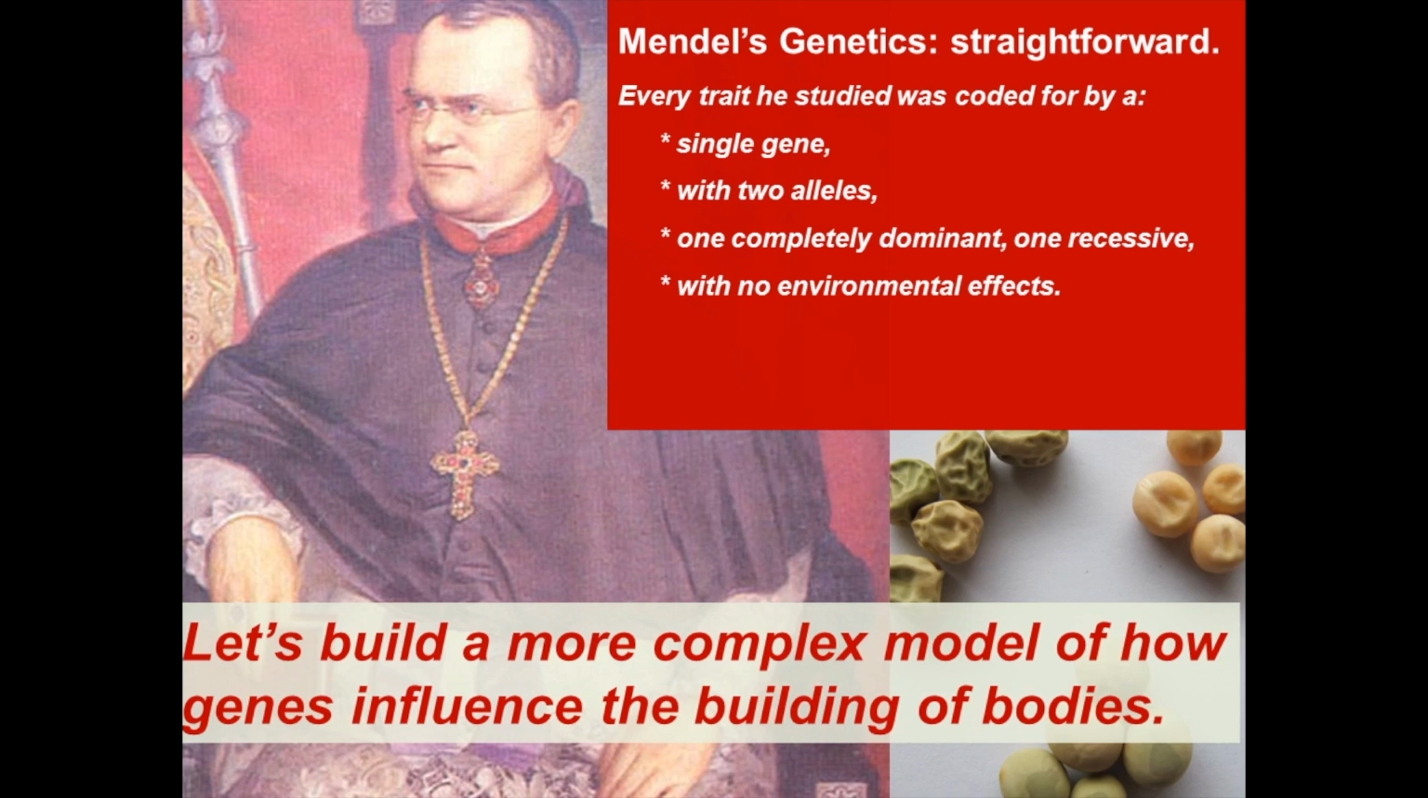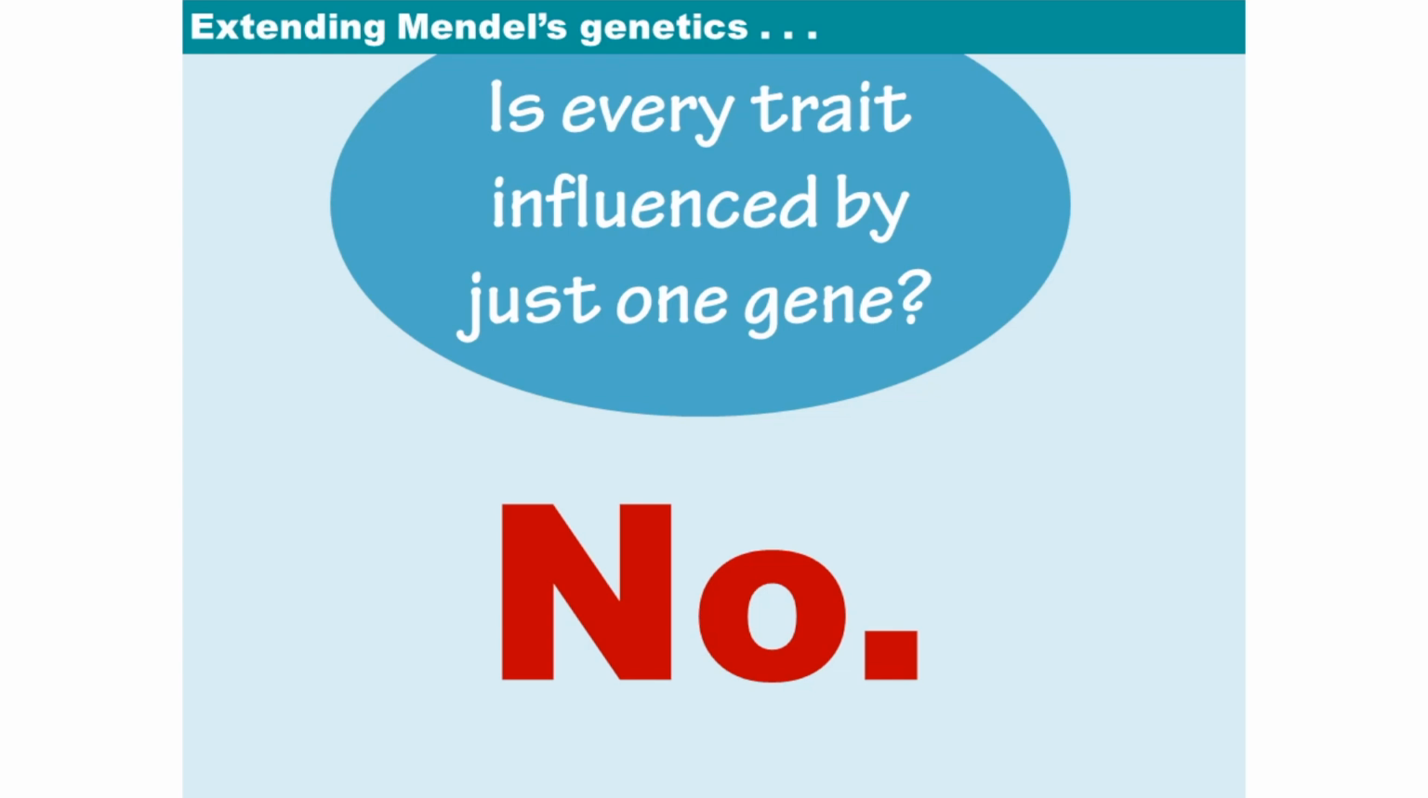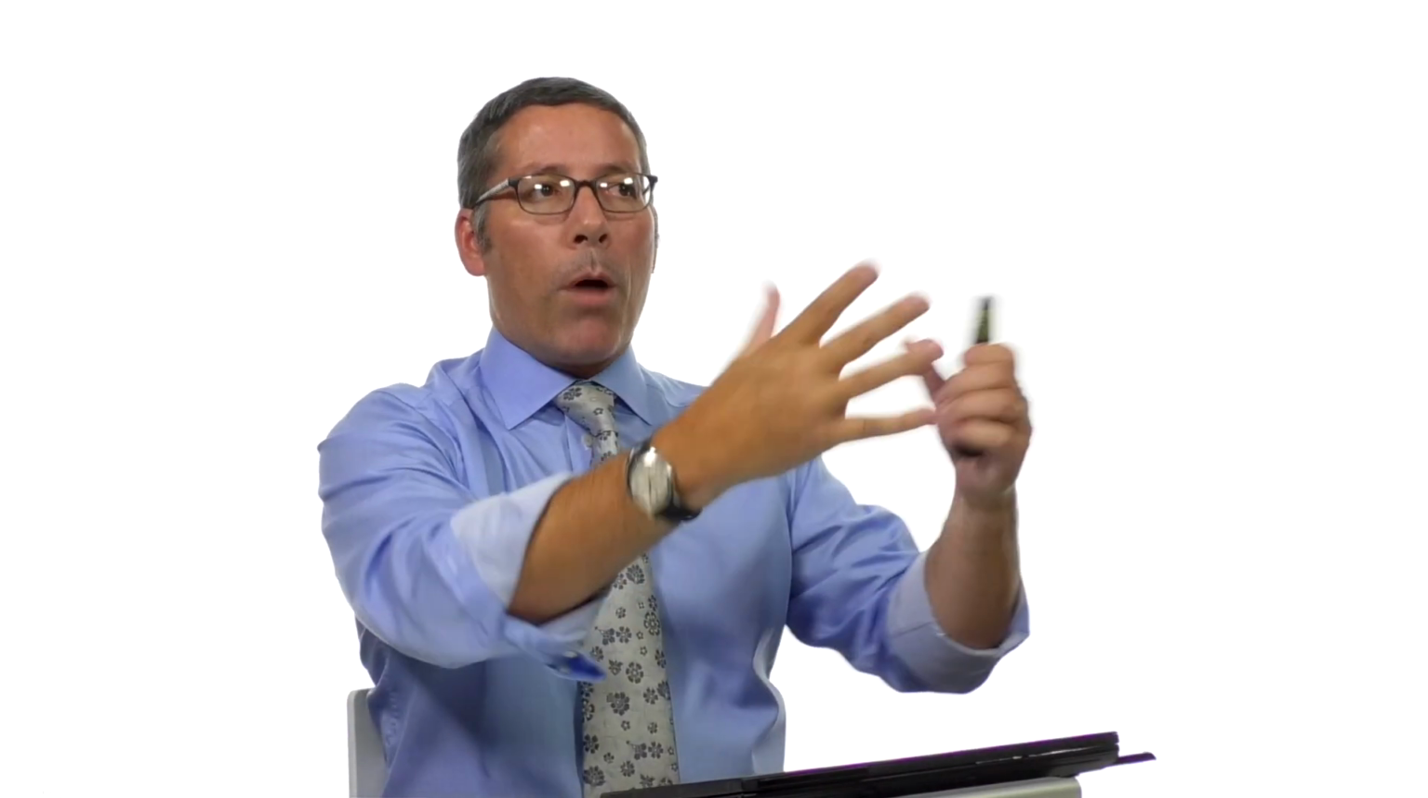This was great for deducing how the laws of heredity worked, but there are a lot of traits that don't satisfy those conditions. So we have to ask the question, is every trait influenced by just one gene? No, of course not. Many are, whether we're looking at small organisms or humans. But it's clear that if we want to get a rich, full understanding of inheritance, we need to be able to expand our Mendelian genetics model into something that will accommodate a trait that is influenced by more than one gene.